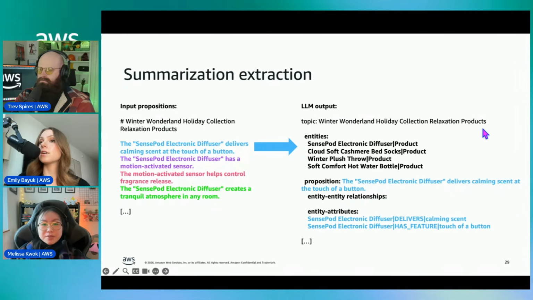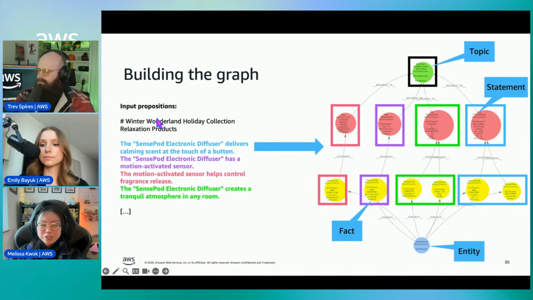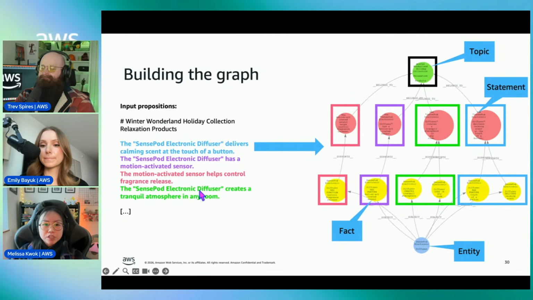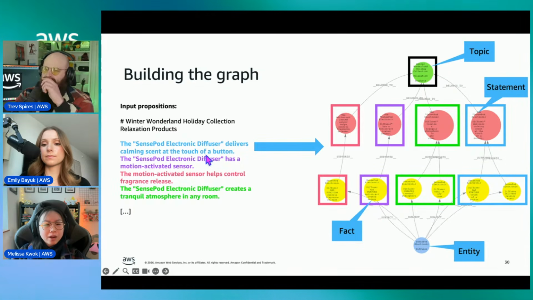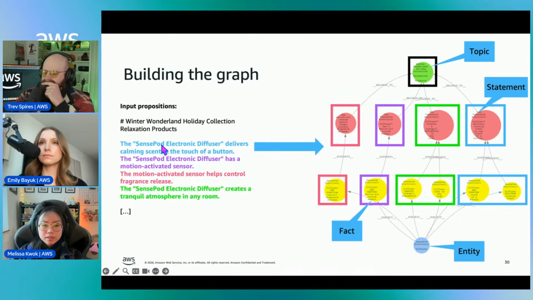And so now, once we've got this output, this is actually what forms the graph. The output of the propositions is actually what forms the graph, but just to make it a little bit easier to visually parse, I just kept the propositions here. So you can see how they start to map to our lexical graph, right? We're really going to be modeling entities. So the electronic diffuser itself would be an entity. That's going to be a node.